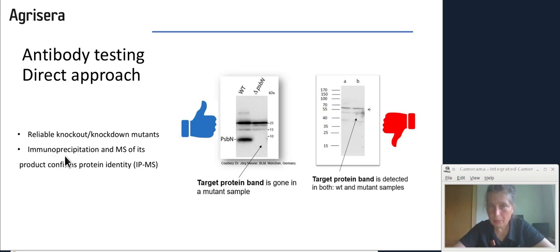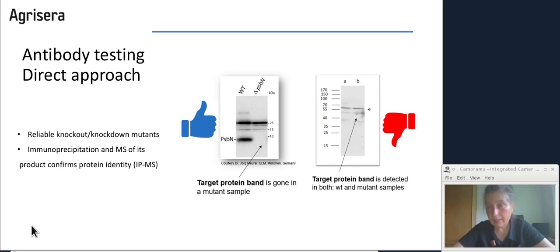Also, immunoprecipitation can be performed, but not all antibodies will be suitable for this technique. You need to remember that. And then a band can be analyzed on a mass spec. So these are the direct approaches if mutants are available.